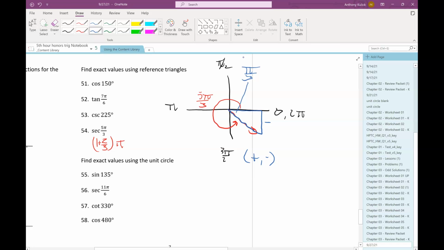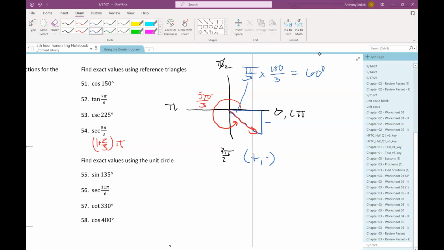Why is that? I've gone 5 pi over 3. All the way around one full circle is 2 pi. So the difference between 2 pi and 5 pi over 3 is just pi over 3. Okay. Right? I did 5/3 of a full turn. There's 1/3 left, right? If I convert that into degrees, that's 60 degrees. So what I'm looking to build here is my 30, 60, 90 triangle.